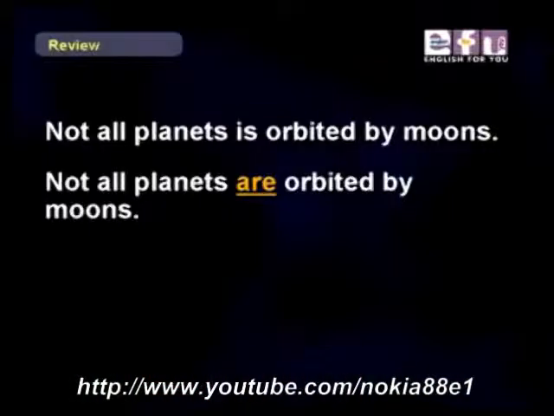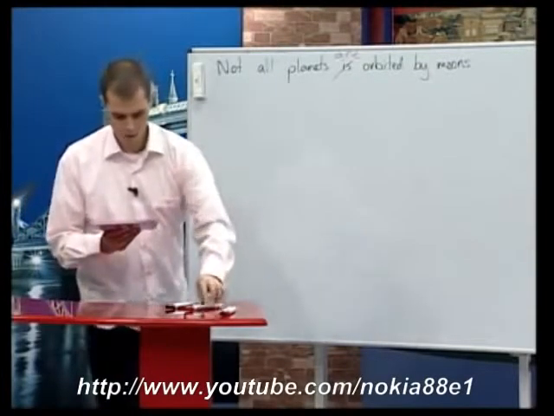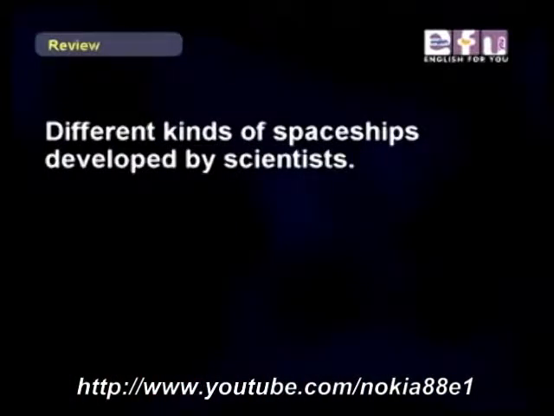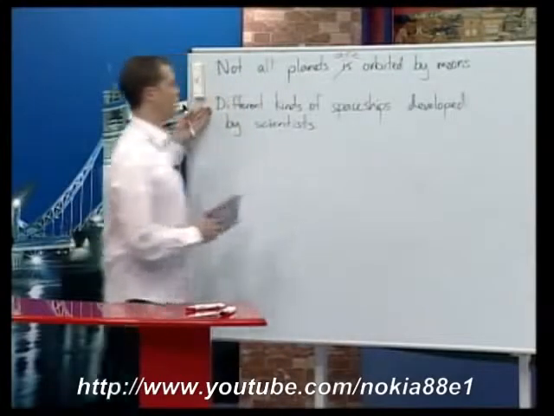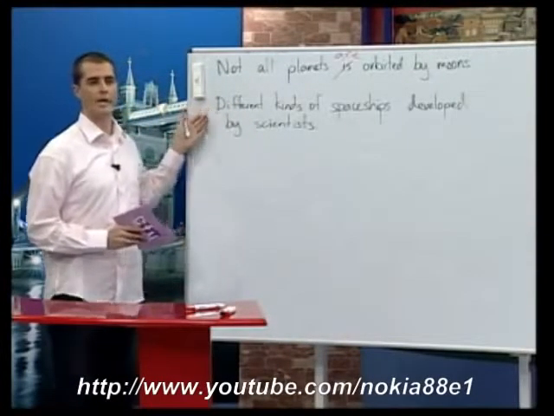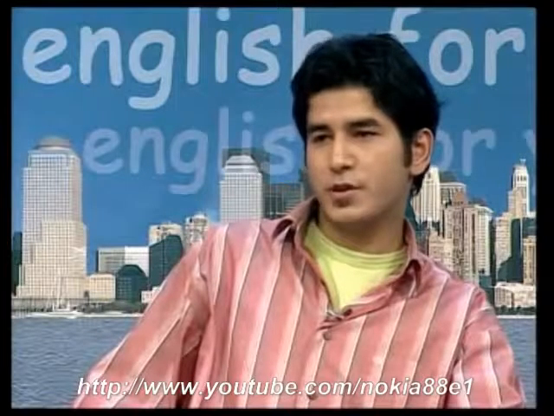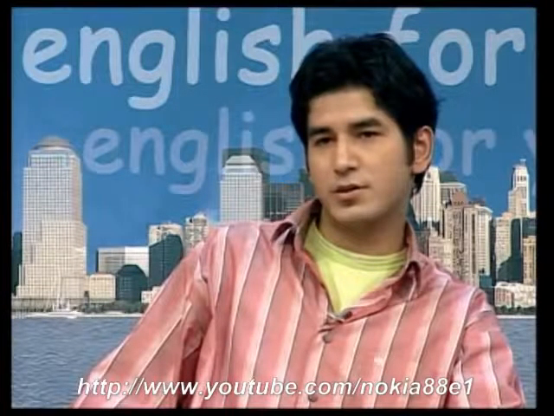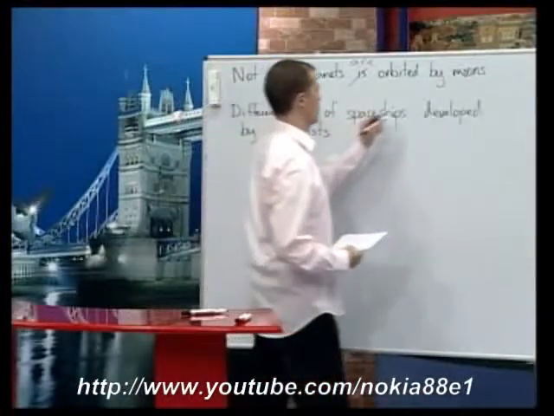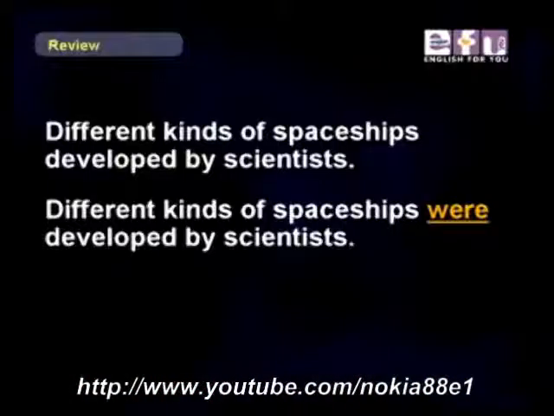Not all planets are orbited by moons. Good. Lewis, you can do this one. Different kinds of spaceships were developed by scientists. Right, because there's no verb here at all. We have the past participle but no verb to be. So different kinds of spaceships were developed by scientists.